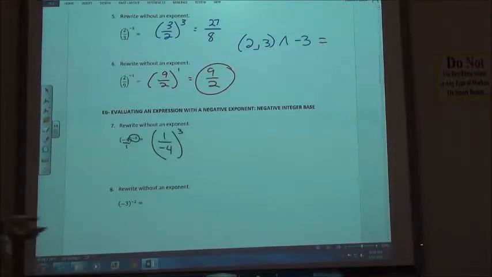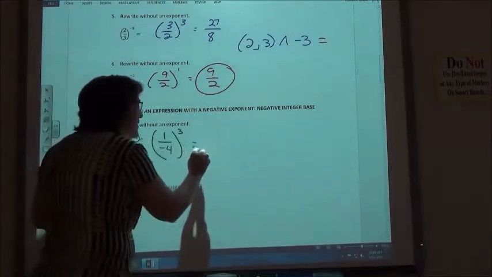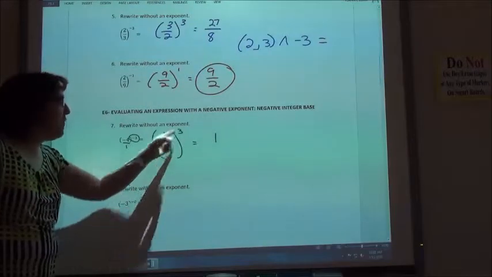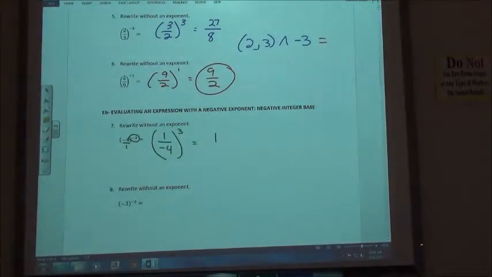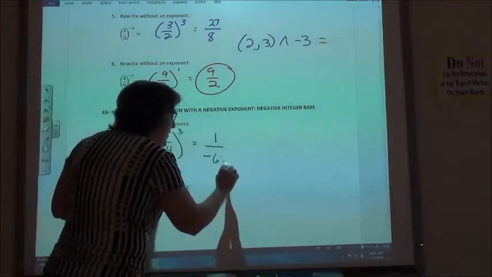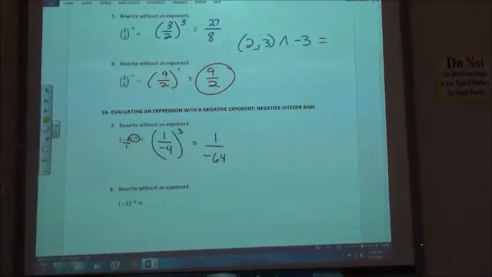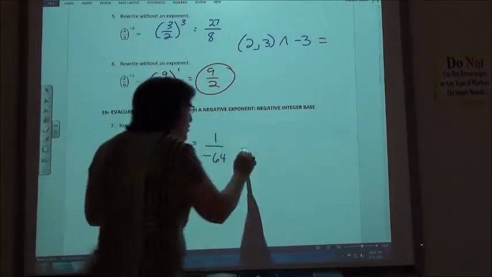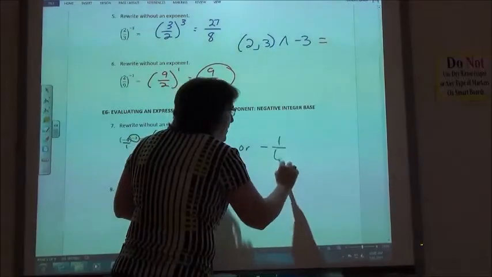I don't like how they write it. 1 to the 3rd power stays 1. Negative 4 to the 3rd power, negative 4 times negative 4 times negative 4 would be negative 64. Of course, we know on Alex they don't really like you to put the negative down on the bottom, so on your answer they would say negative 1/64.